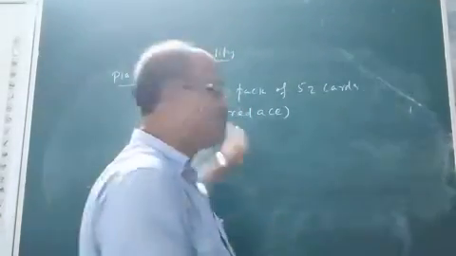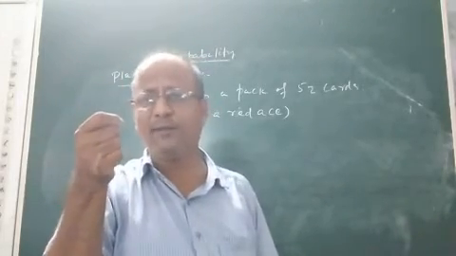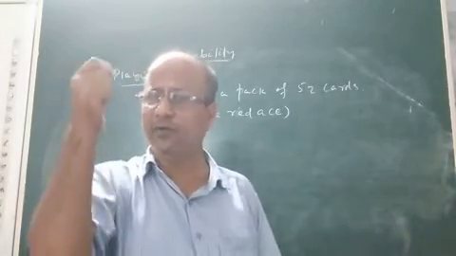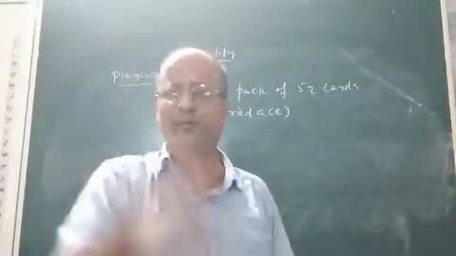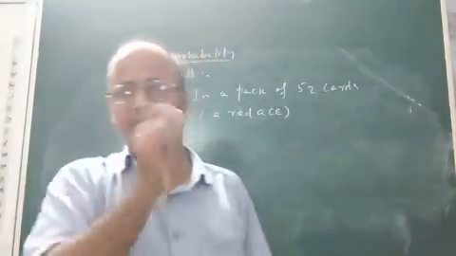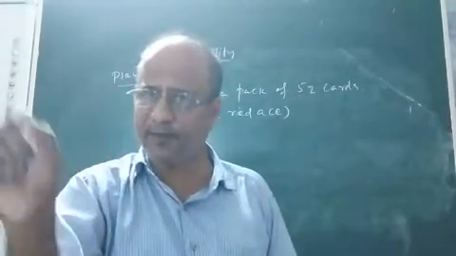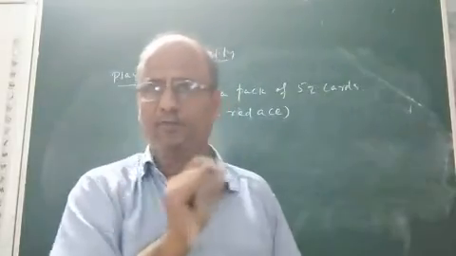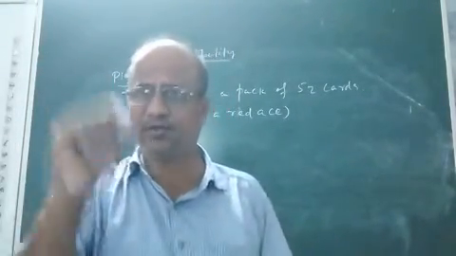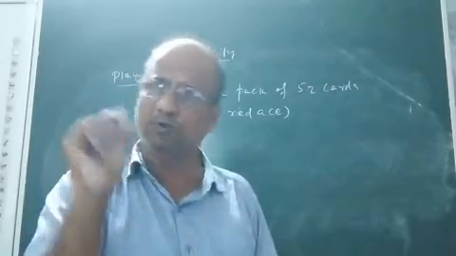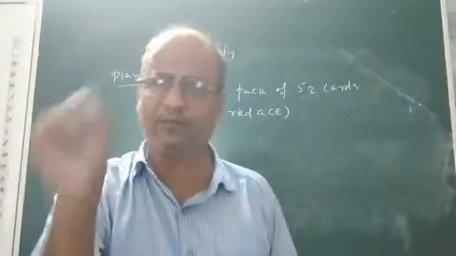Now see, in order to find the probability that the card drawn randomly from a pack of 52 cards will be a red ace, first what we have to find? We have to recall the formula for probability. The formula for probability of any event is the number of favorable outcomes divided by the total number of outcomes, or number of favorable elementary events divided by the total number of elementary events.